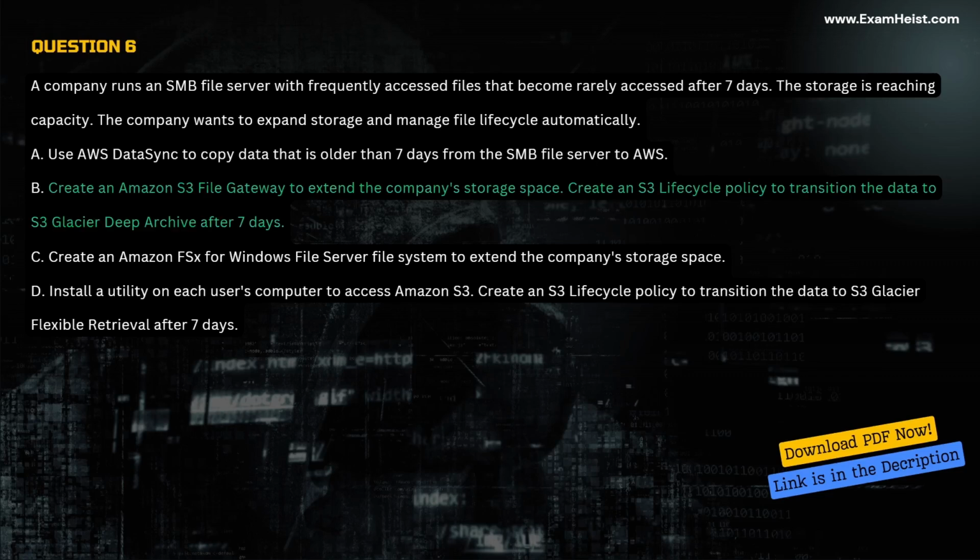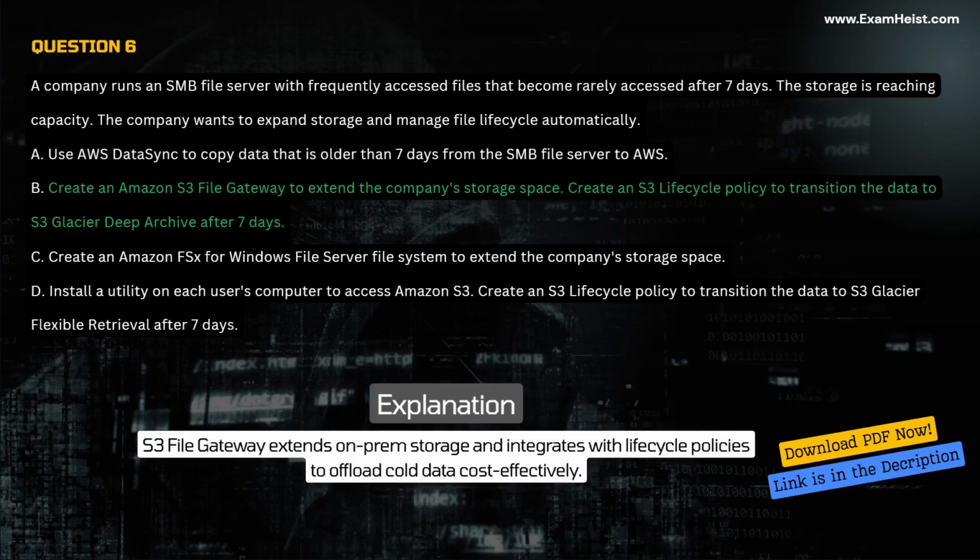Correct answer B. Create an Amazon S3 file gateway to extend the company's storage space. Create an S3 lifecycle policy to transition the data to S3 Glacier Deep Archive after 7 days. Explanation: S3 File Gateway extends on-prem storage and integrates with lifecycle policies to offload cold data cost-effectively.